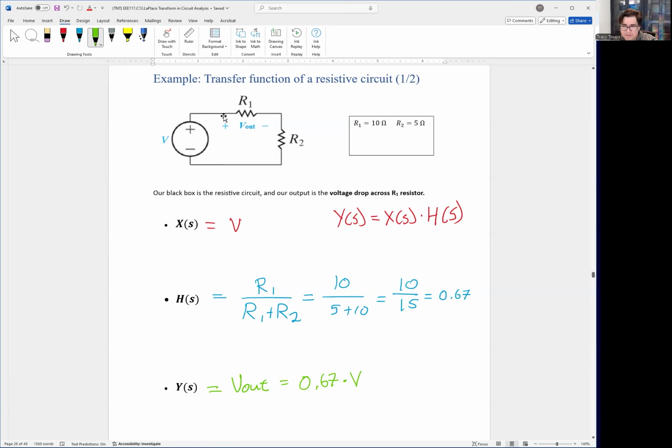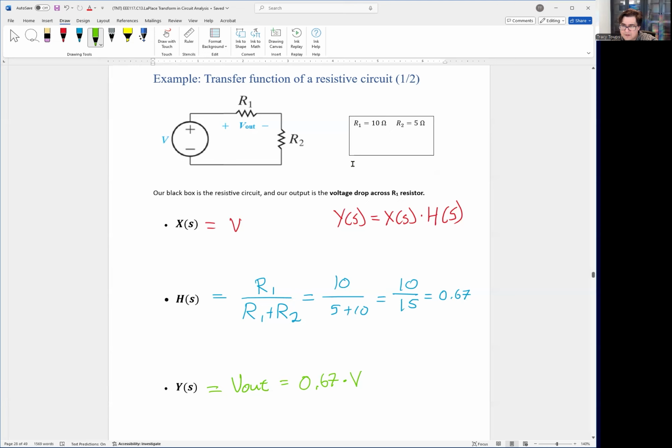Now, what does that mean? My output voltage, V out, is equal to H of S, which is 0.67, multiplied by X of S, which is your initial voltage, which is what we have right here. Y output is equal to X, the input, times the gain of the circuit, H. Which in this case is the voltage divider where 2/3 of the voltage goes to R1.